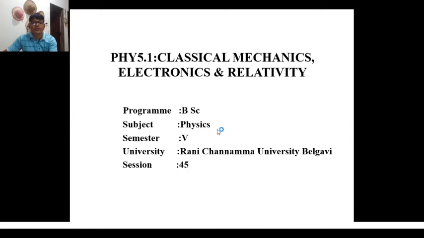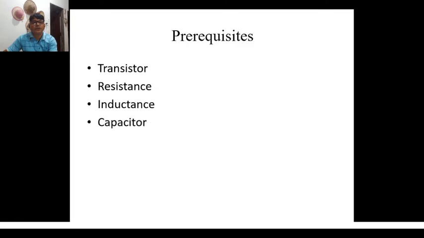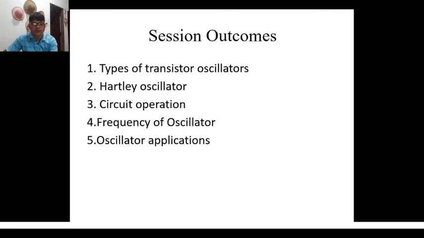Today we will see session number 45. In this session we will explain the types of transistor oscillators. A transistor oscillator will produce continuous and damped oscillations of any desired frequency.